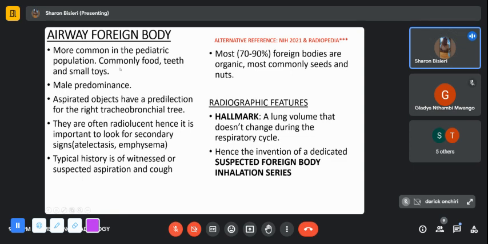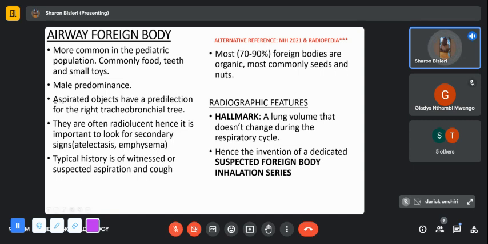With that, it goes without saying that if they aspirate these foreign bodies into their airways, when you do a plain radiograph, because they are not radio-opaque, you will not expect to see them. So you really need to be keen to look for indirect signs that point towards aspiration of these foreign bodies. Of the children who are mostly affected, it's predominantly male. And the aspirated objects have a predilection for the right tracheobronchial tree because it's short, more vertically oriented, and wider.